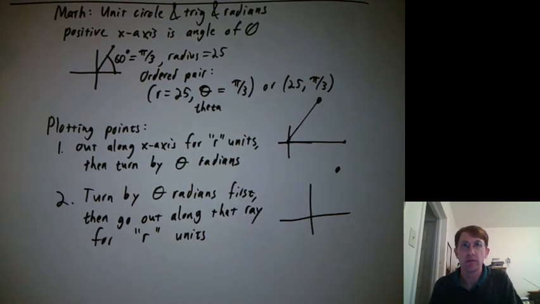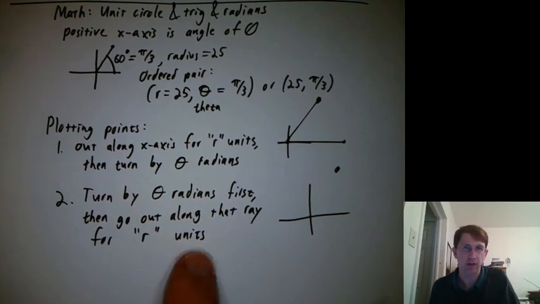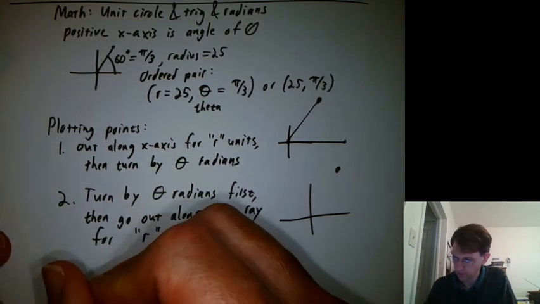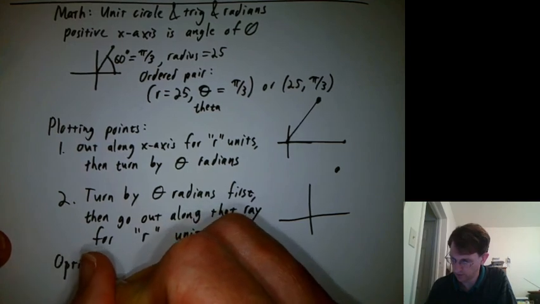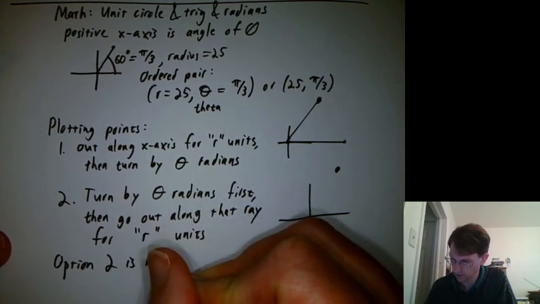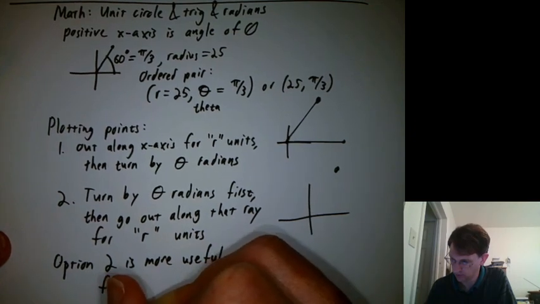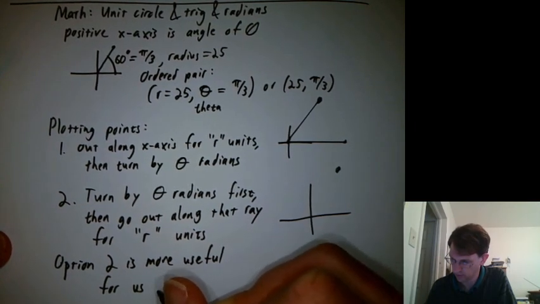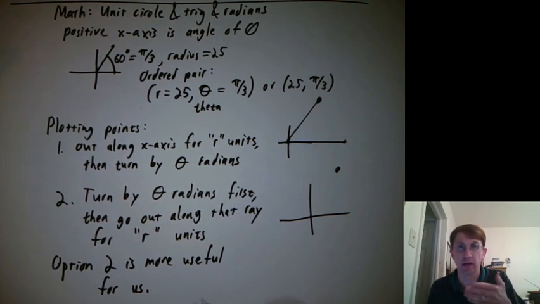So both of those are good ways of thinking. It turns out that number 2 is better for the kind of calculus we're going to do. Option 2. And then in the next video, we'll try some, given some points, figuring out their r and theta and stuff like that.